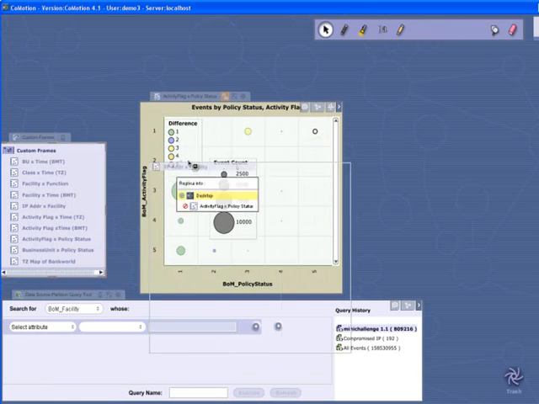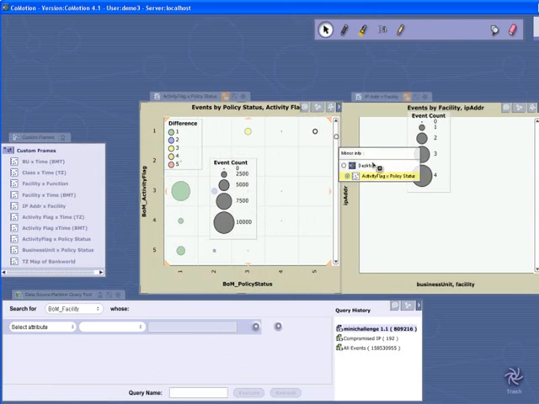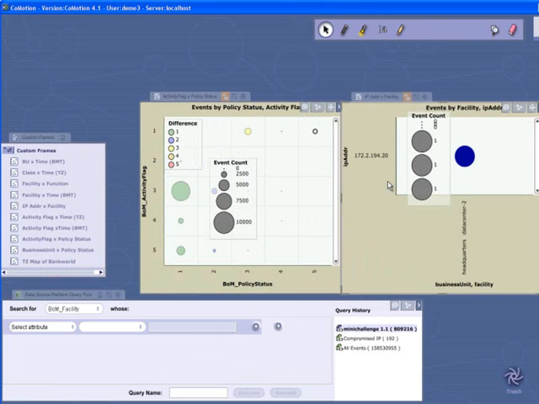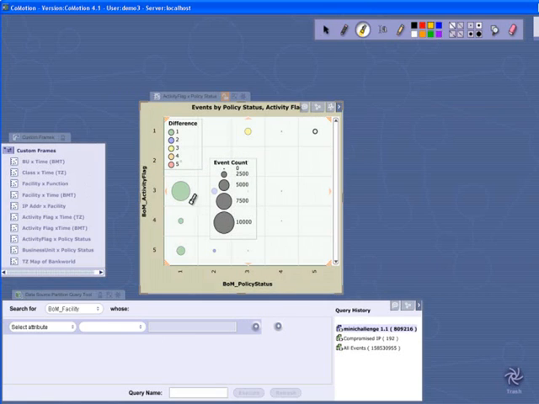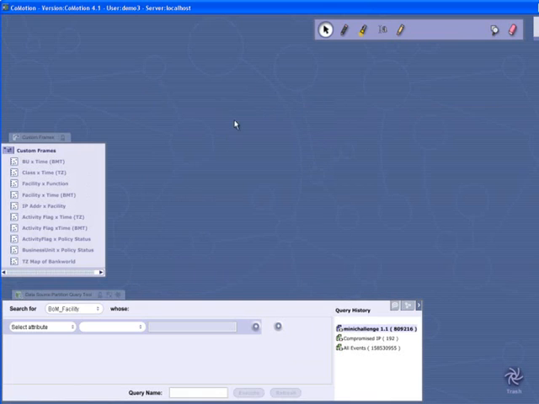A drag of this circle into an IP address by business unit and facility chart determines the compromised machine lives in data center 2 and tells us its IP address. Another possible anomaly in the chart seems to be the high number of events at the policy status 1 and activity flag 3 intersection. Research discounted this as an issue.